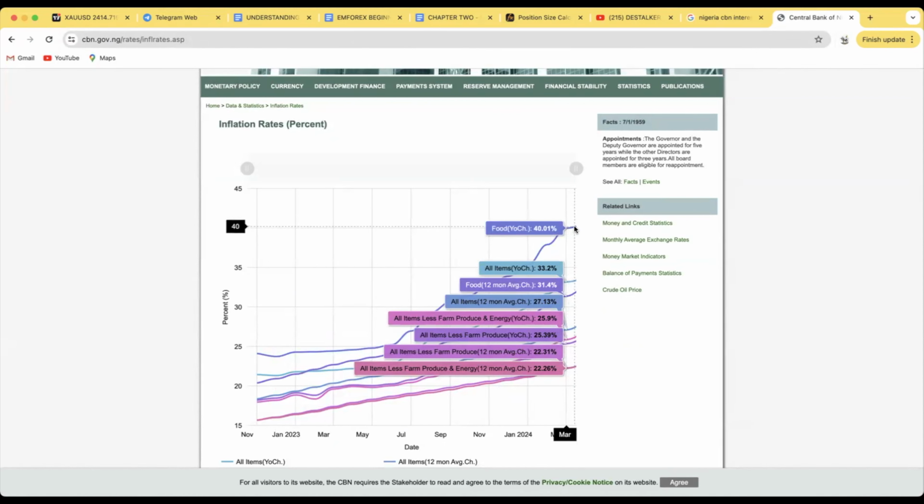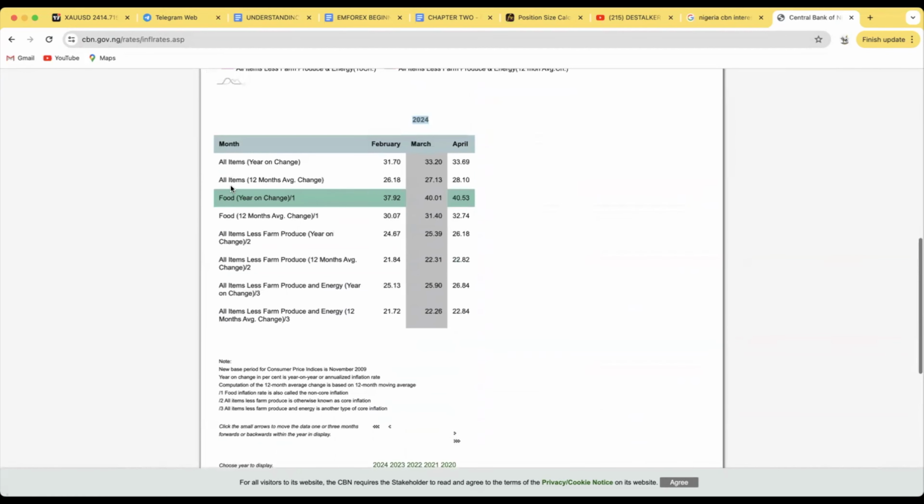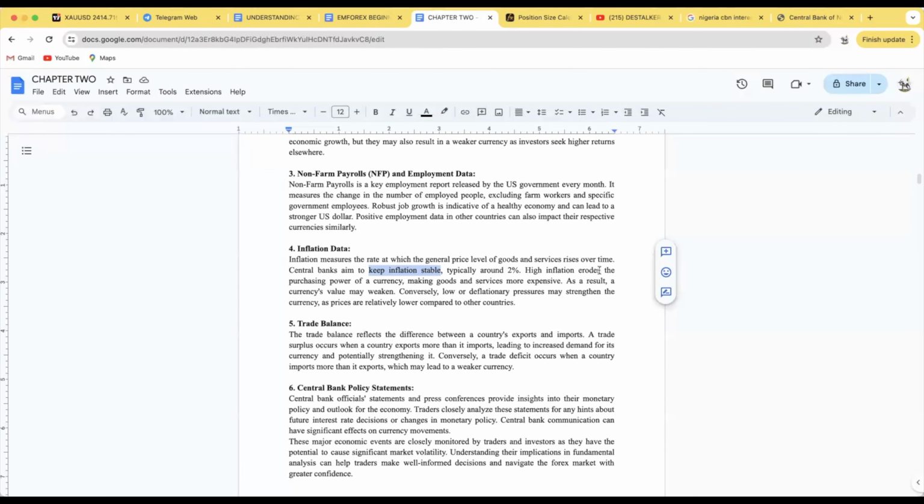As of March 2024, the inflation rate for food items is at 40%. As of April 2024, this is CBN's website, cbn.gov.ng, it is accurate. As of all items year on year change, as of April, we had 33.69%. So it's very, very high. Anything above 2% is high. Typically around 2%, inflation erodes the purchasing power of a currency, making goods and services more expensive.